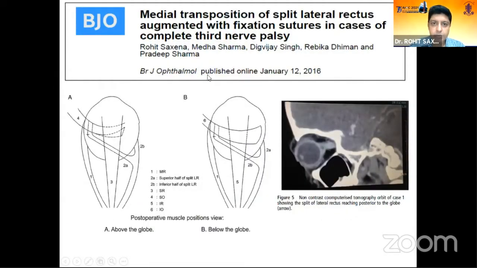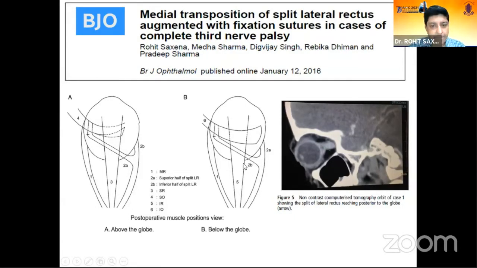So the change which we made, in the medial transposition of the lateral rectus, was that we added an augmentation suture to the superior slip and the inferior slip. The other key thing that we also observed was that the split has to be very far back so that it does not impinge on the globe, cause pressure on the vortex veins or on the optic nerve, which can cause loss of vision or choroidal effusions in the post-op period. So it's very important to dissect almost 14 to 15 millimeters from the insertion so that it wraps around.